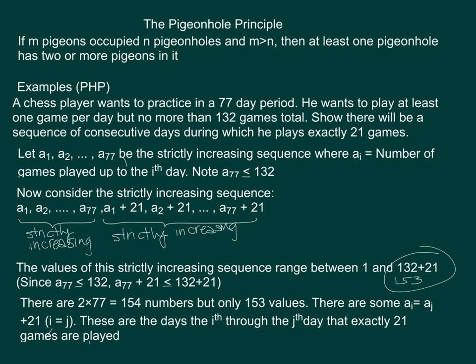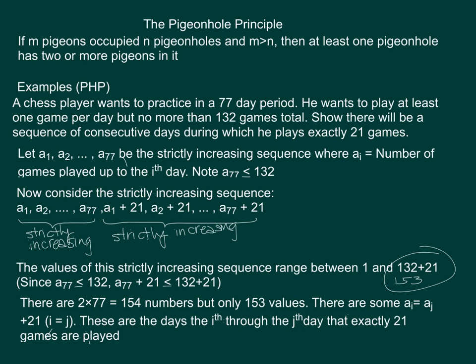So I corrected this. There's some a sub i that's equal to a sub j plus 21, where i does not equal j. In other words, because these values are strictly increasing, none of these values can equal each other. So it must be that one of these values is equal to one of these values here. And that's what this is saying: a sub i is equal to a sub j plus 21. And these are the days, the ith through the jth day, that exactly 21 games are played.